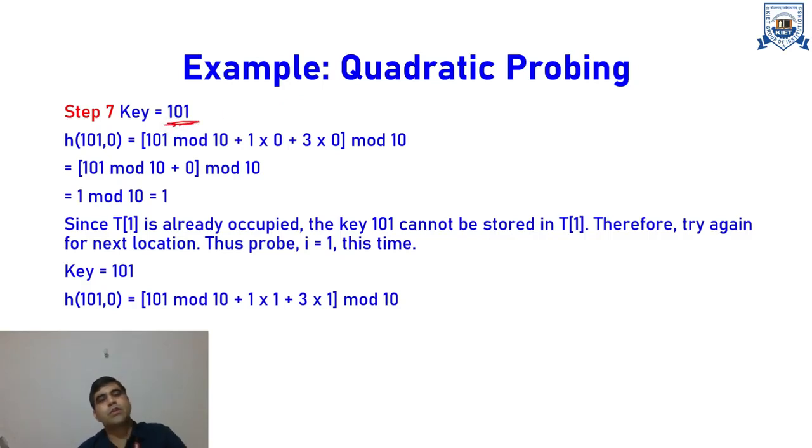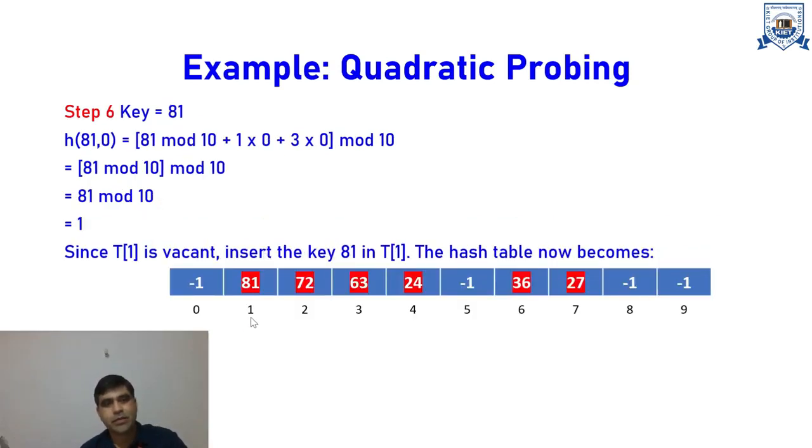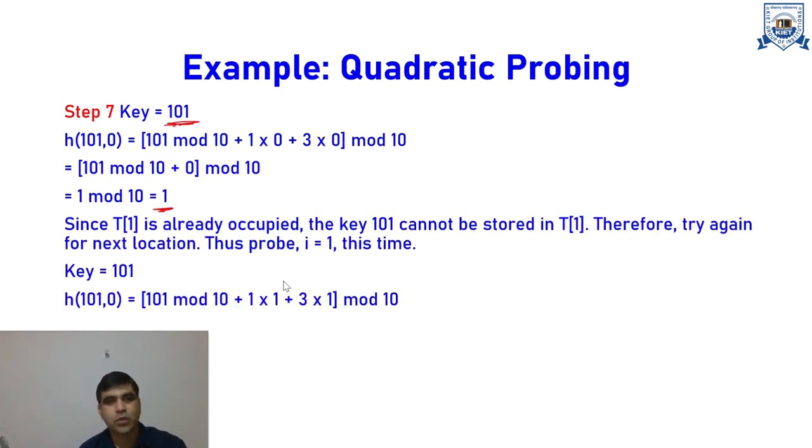Now the next key value will be 101. For 101, if you calculate this, the index comes out to be 1. Previously this location contained 81. So when the new key value 101 is mapped to index 1, a collision has occurred. When T1 is already occupied, key 101 cannot be stored in T1. Therefore, try again for the next location. Thus, the probe I is equal to 1.